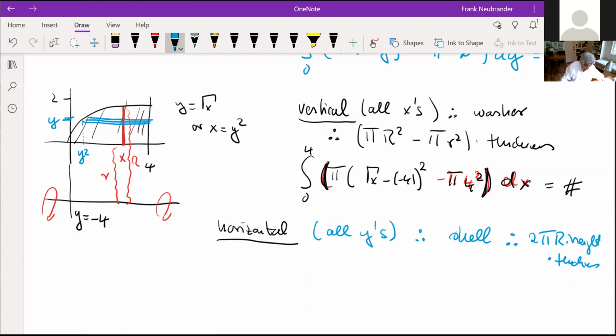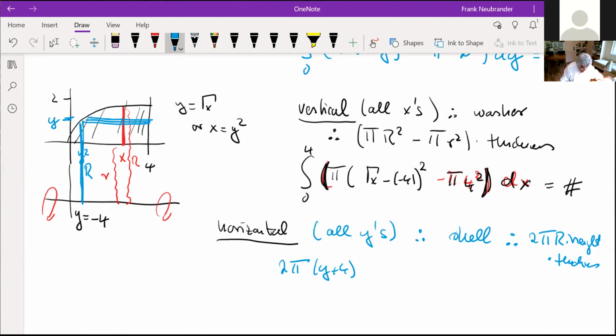So if I rotate the blue line about the line y equal to minus 4, then the length of this line will be the radius. If I rotate about this, then this is the big radius. So we get 2 pi. How long is this piece? The upper is y. The lower is minus 4. Y minus minus 4 is y plus 4. This is the radius.